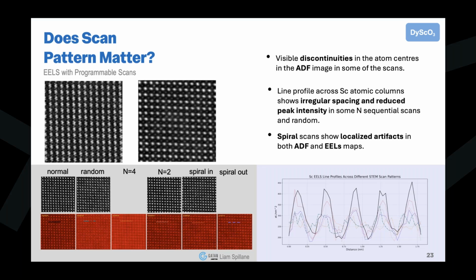So this is a very quick line profile from it, and we can also see that we get some reduced peak intensities in the bigger and sequential scans, or the bigger jumps, whereas spirals show a better, more comparable signal to raster.